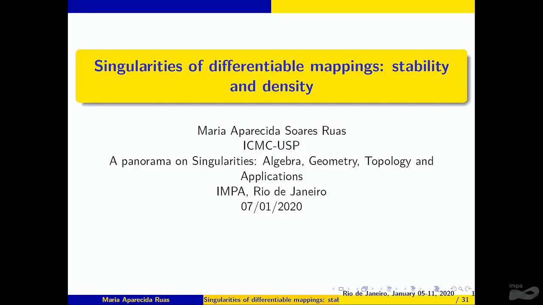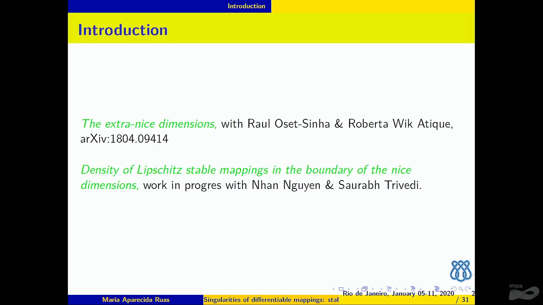I would like in this talk to give some new results on an old problem. These results come from two works. The first is "Extrinsic dimension", with Raul Oset Sinha and Roberta Wik Atique, and is a preprint. And the second one is a work in progress with Nhan Nguyen and Saurabh Trivedi, on the density of Lipschitz stable maps in the boundary of the nice dimensions.